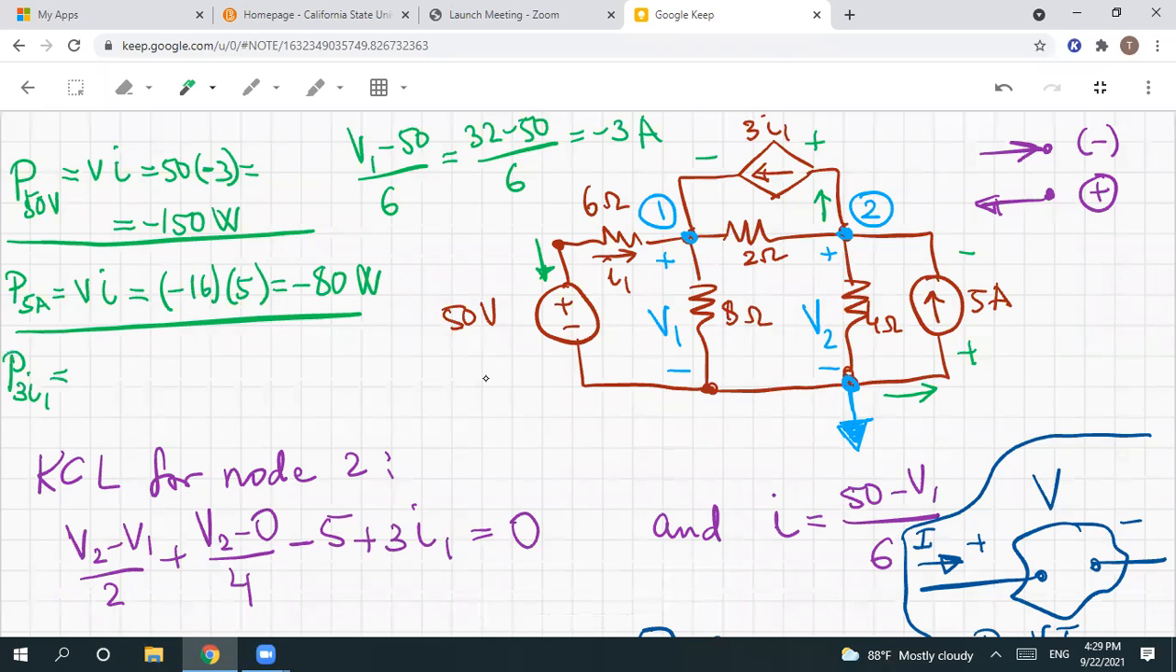And now the other current source, which has 3I1. So the current source 3I1. Again, the power is VI, and the current here is, sorry, it's 3I1.